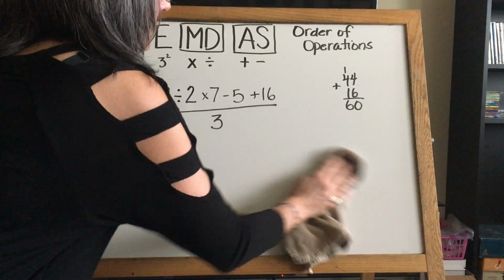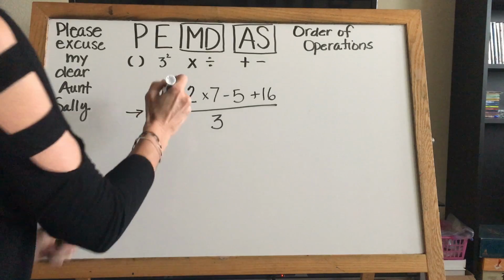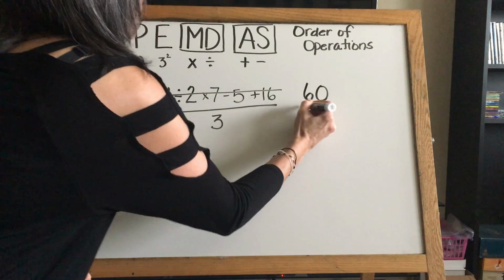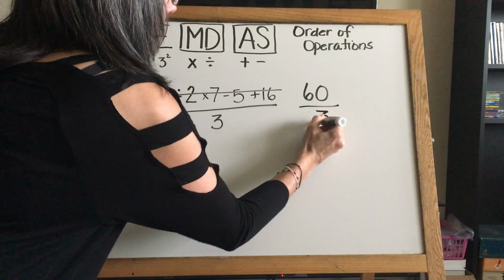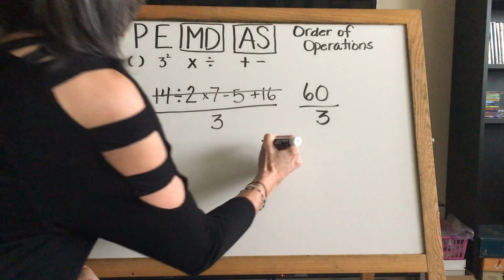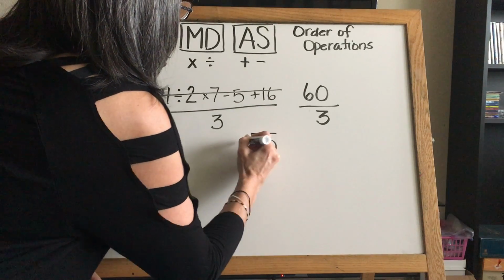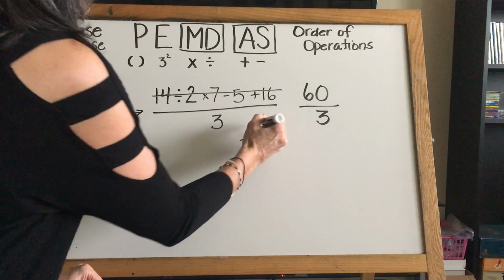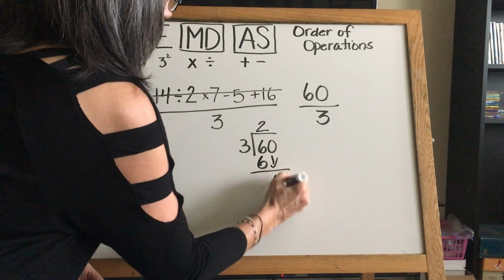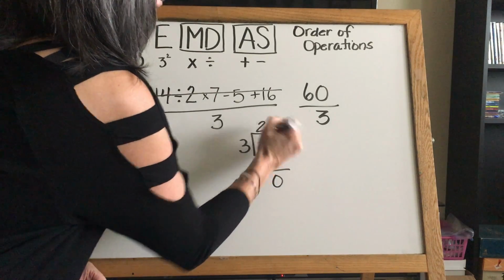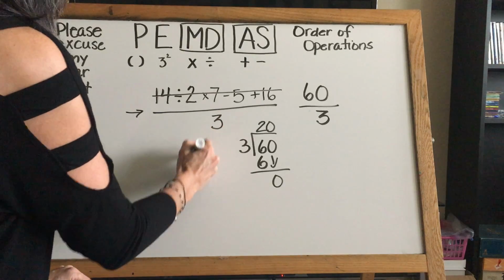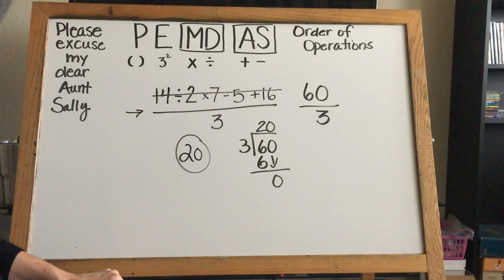Okay, so I'm going to erase this. And I'm going to cross this off because we've solved that. That equaled 60, but we still have divided by 3. Okay, so now we're solving 60 divided by 3. So if we do 60 divided by 3, 3 goes into 6 2 times. That equals 6. We bring down our 0, and 3 goes into 0, no times. And so 20 is our final answer for our PEMDAS that we just solved.